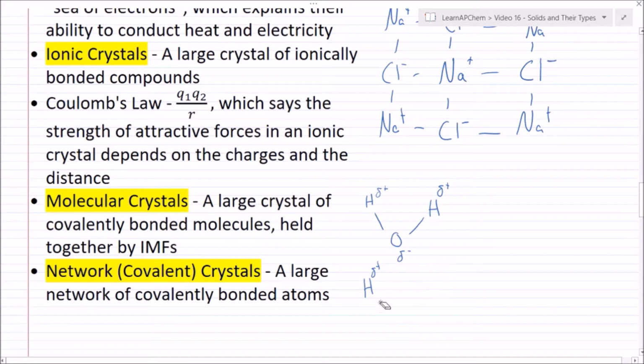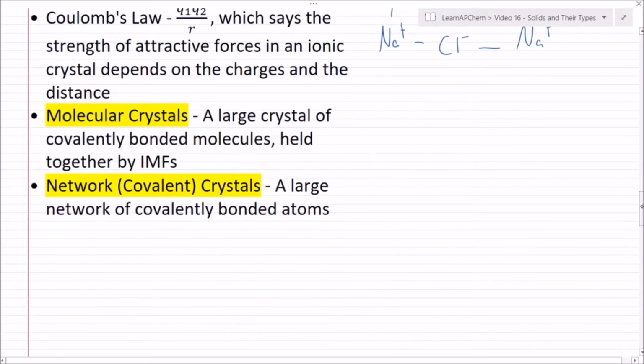Okay, and the last one you should know about is network crystals, or covalent crystals. And this is a large network of covalently bonded atoms. So think about graphite and diamonds, which are all carbon, and this is an example of a network crystal, because what this really is is just a giant chain of carbons all covalently bonded to each other, like this.